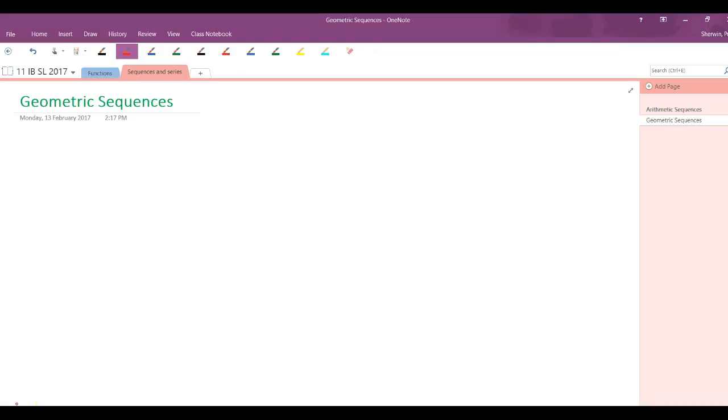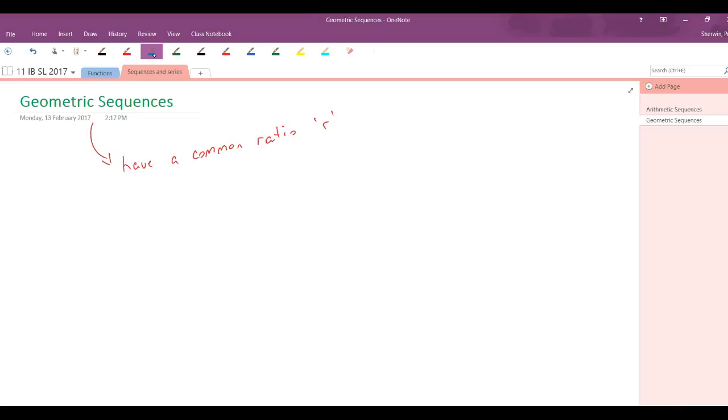Okay, we're going to look now at the geometric sequence. We had a look in the last screencast at arithmetic sequences. The distinguishing feature of the arithmetic is that there's a common difference. Geometric sequences have a common ratio that we call R, surprisingly.